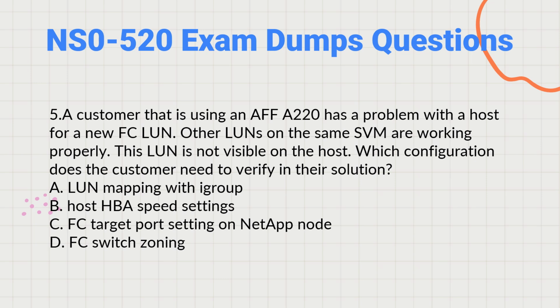5. A customer that is using an AFF A220 has a problem with a host for a new FC LUN. Other LUNs on the same SVM are working properly. This LUN is not visible on the host. Which configuration does the customer need to verify in their solution? A. LUN mapping with iGroup. B. Host HBA speed settings. C. FC target port setting on NetApp node. D. FC switch zoning.